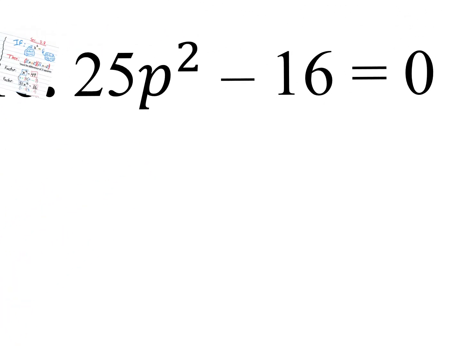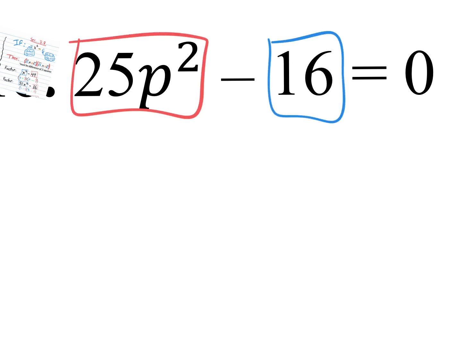Right here, we have the difference of two squares. I'm not going to isolate the p. I'm just going to factor, split, and solve. So I do have a perfect square term here, and I do have a perfect square term there. I want to jump right into my factored form answer format.